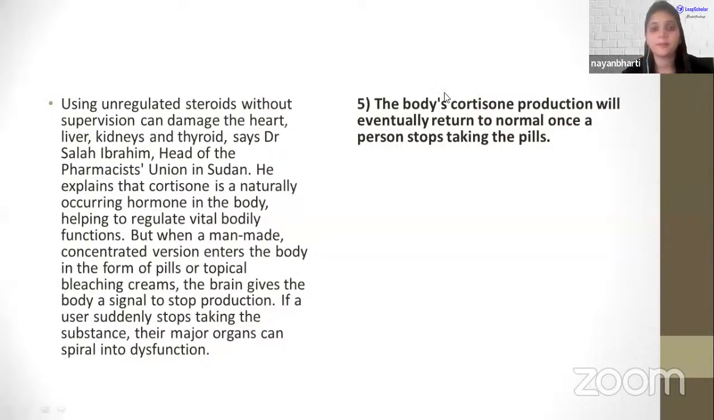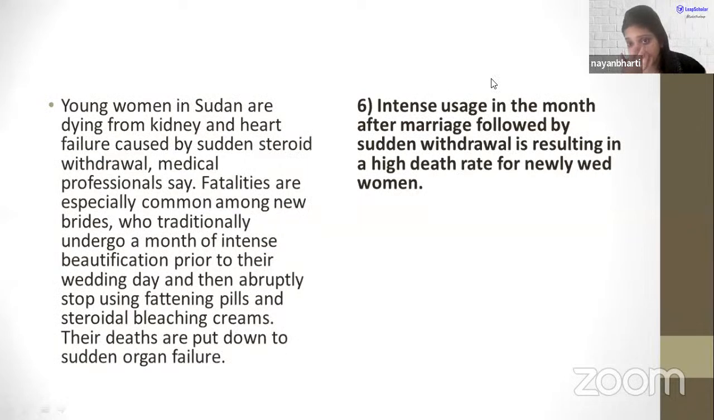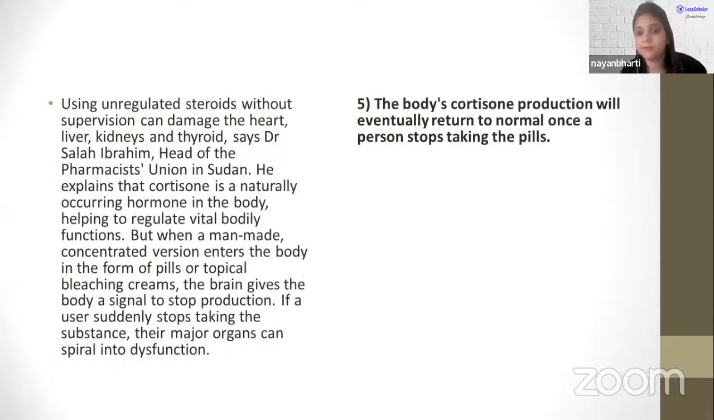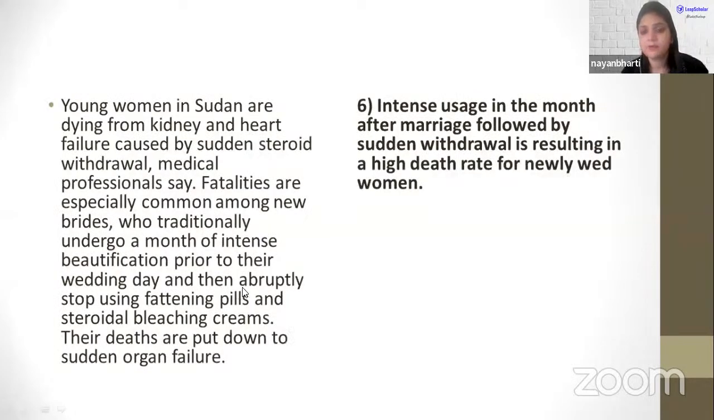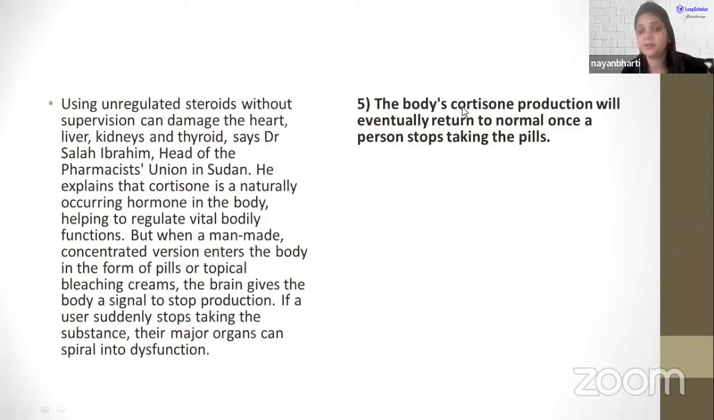Okay, fine. So the next question is: intense use in the month after marriage, followed by sudden withdrawal, is resulting in a high death rate in women. The answer for this will be not given, because they haven't mentioned what will happen to body cortisol production. They have just mentioned that major organs will dysfunction. Sunny, not to worry, but at least you can see that here they have mentioned cortisol, and here they have not written anything regarding cortisol, right? So it's fine if you don't know the meaning.